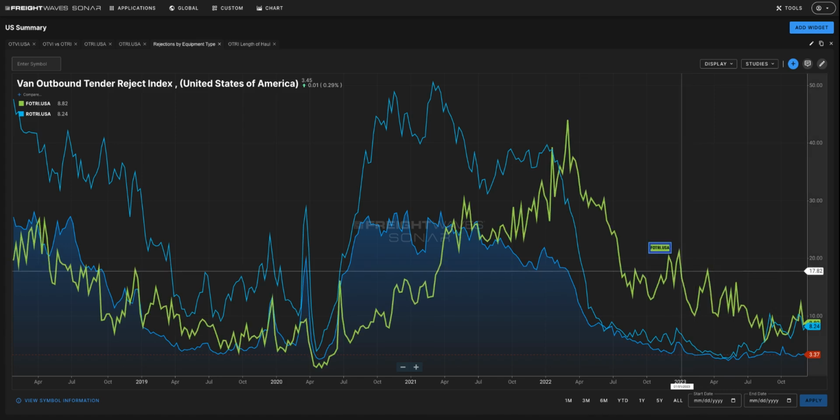Just due to the fact that flatbed freight is not normally tendered electronically, we only break out the flatbed rejections on a national level. So you can look up flatbedrejections.usa, but for van and reefer, you can break those out on a market level. So if you wanted to look at reefer rejections for Atlanta and compare them to the van rejections, you do have the ability to do that. You would just type VOTRI or ROTRI.